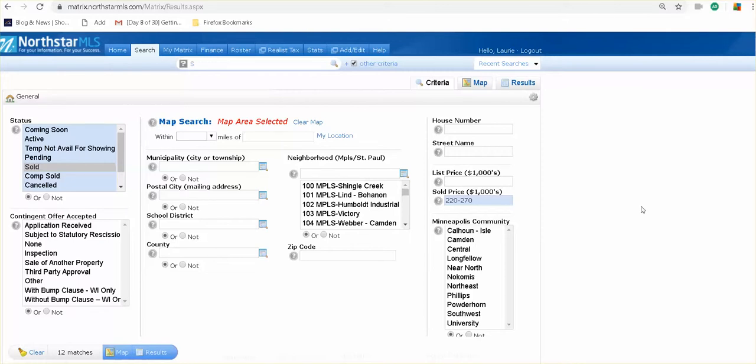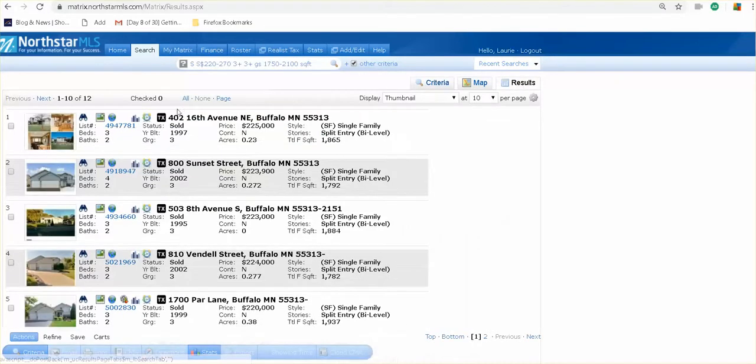And I am going to take a look at things here. So after we've gone ahead and gotten our 12 matches here, and we've looked at our price bracketing, we're going to go ahead and click results. And here are my results.